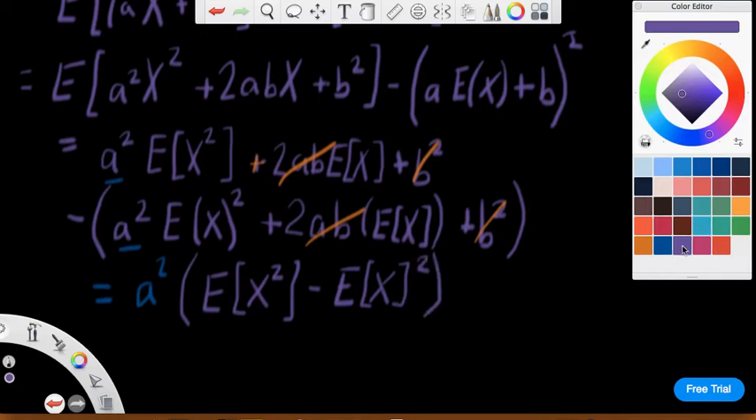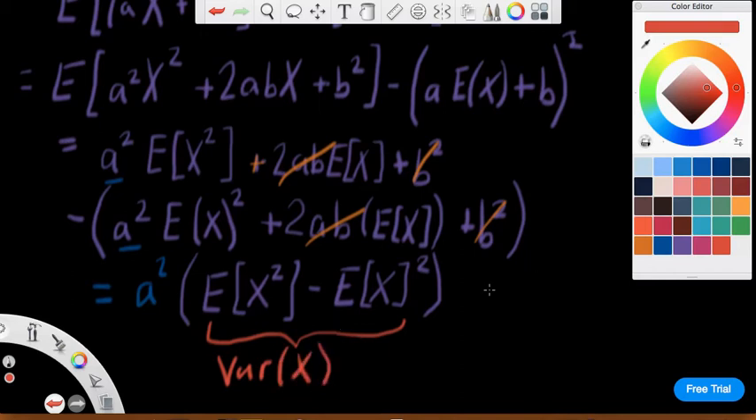Well, this looks familiar. Everything I put in this curly brace right here, we proved in part A that that is actually the variance of x. So there we have it.